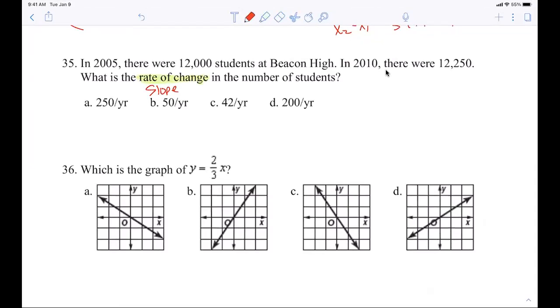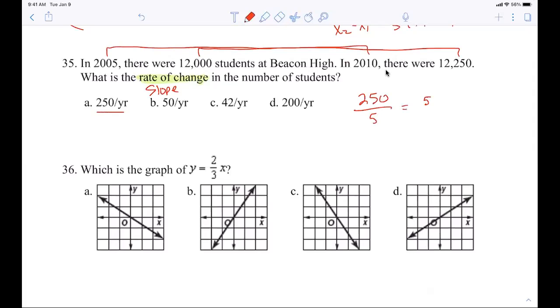So now to find the slope, we want the change in students divided by the change in years. How did I know that? Because the answer is 250 per year. So I'm changing the students. I went from 12,000 to 12,250, which means I increased by what? I increased by 250. And then that was over a how many year period? 5 year period, all right? And so if I divide that, that's just going to be what? 50 students per year, all right? 50 students per year. Any questions with that? Any questions?